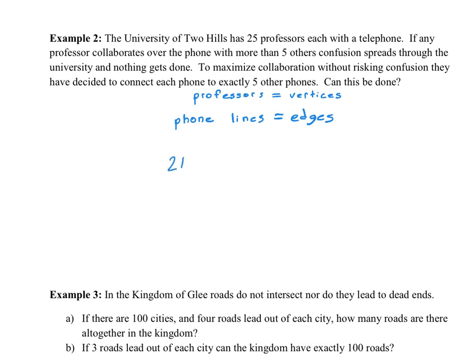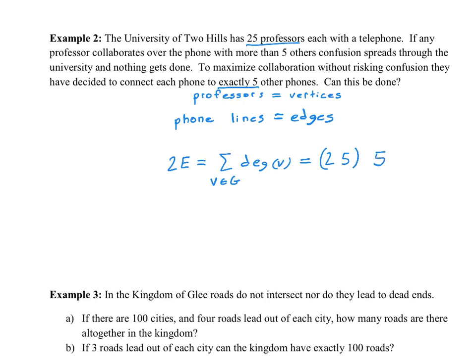So twice the number of edges is equal to the sum of all the degrees, so the sum of each degree in our graph, and we're going to cycle the vertices through capital G. Capital G will represent our graph that we're trying to build. So on the right-hand side of this equation, we know that there's 25 professors. And each professor is supposed to be connected to exactly 5 others. So 25 vertices, each with degree 5.